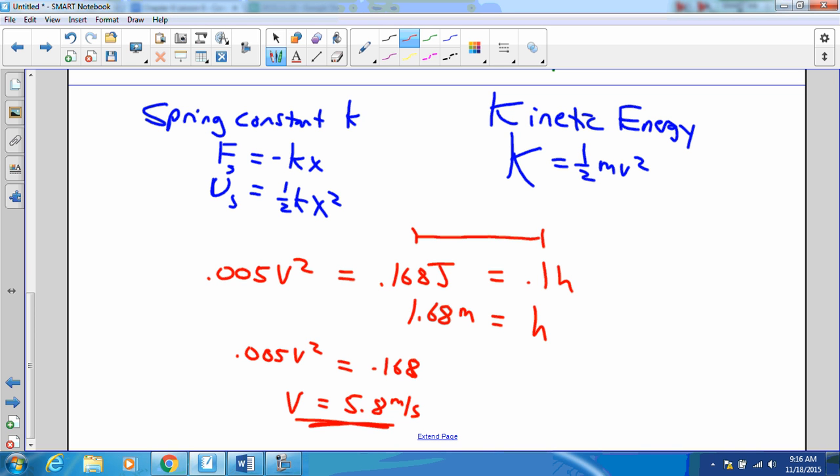How are we doing? Good. We're going to do some more conservation tomorrow. And then on Friday, your quiz is going to concern itself with working, energy, and conservation. Big players are going to be springs.